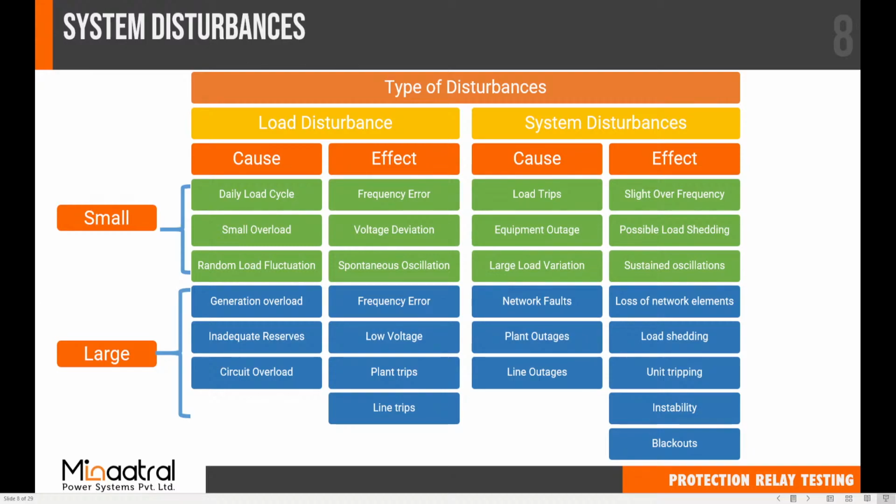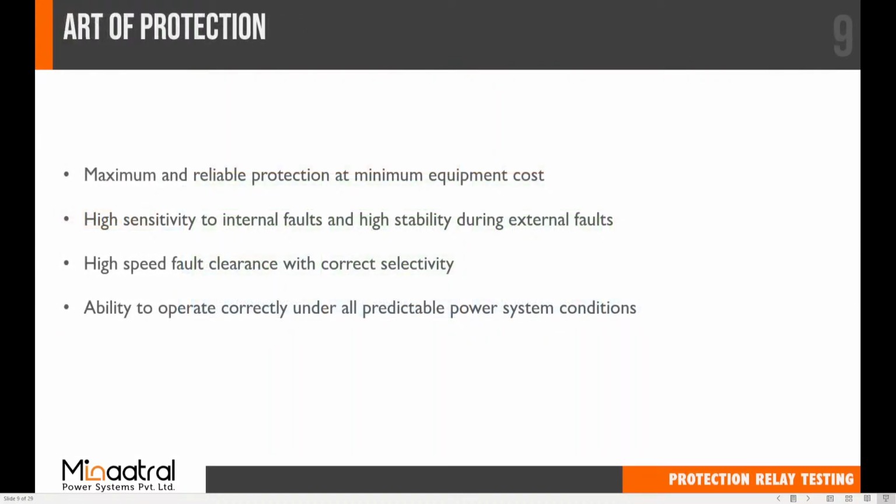So you can see that a line outage as a system disturbance can result in instability and blackouts, because parallel lines also get overloaded. It can have some cascading effects which can result in a trip. So it is not only necessary for you to understand what events are going to happen, but you also need to know all the possible effects of those events as well. So there is an art of protection.